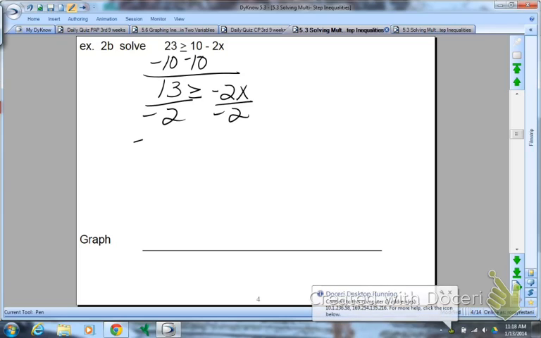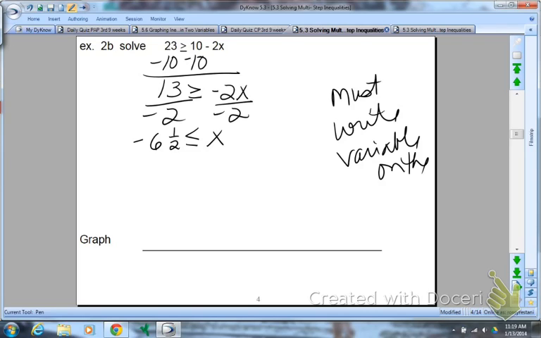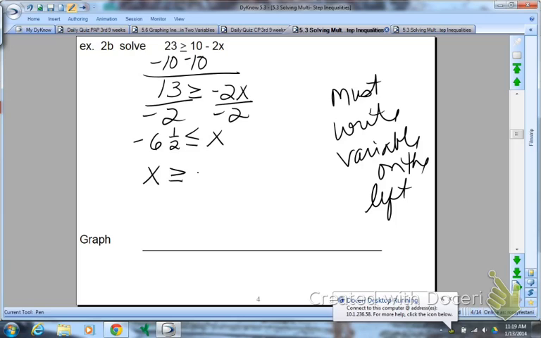So that's a negative 6.5. Because I divided by a negative number, I'm going to flip the symbol. Now, am I done? Now, remember, you must write the variable on the left. So I've got to rewrite it and say x is greater than or equal to negative 6.5.